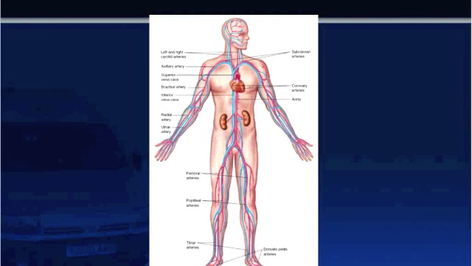Arteries are shown in red in this picture. Blood flows from the aorta, which is the largest artery in the body, to all parts of the body. The aorta lies in front of the spine and in the thoracic and abdominal cavities.